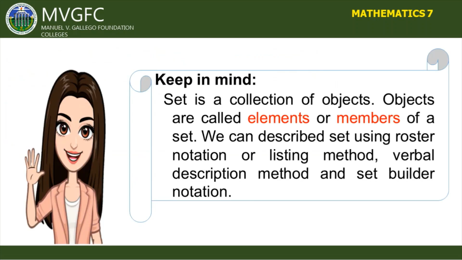So, keep in mind what is a set and how can we describe a set. So set, once again, is a collection of objects, and those objects are called elements or members of a set. Lastly, we can describe a set using roster notation, our listing method, verbal description method, and the set builder notation.